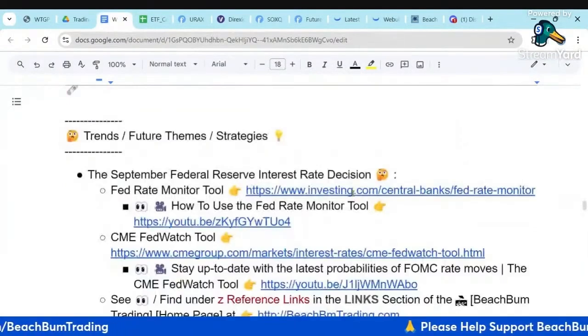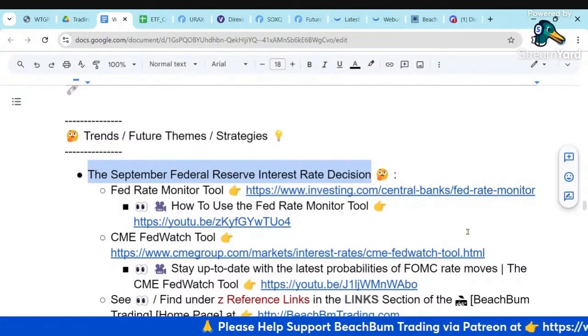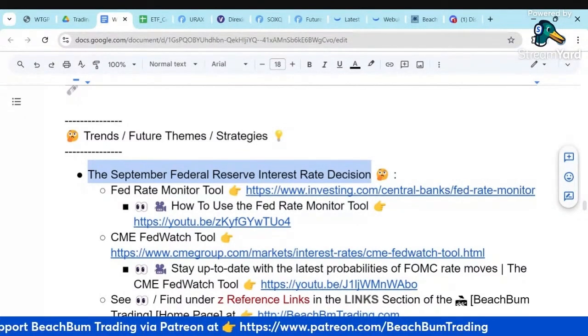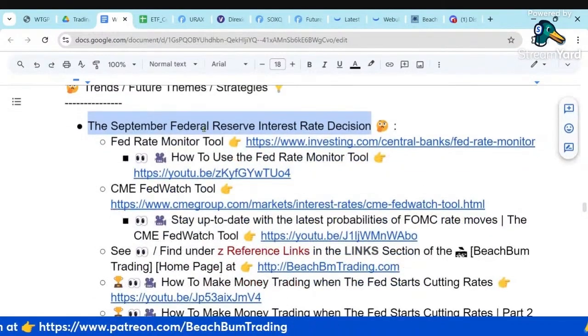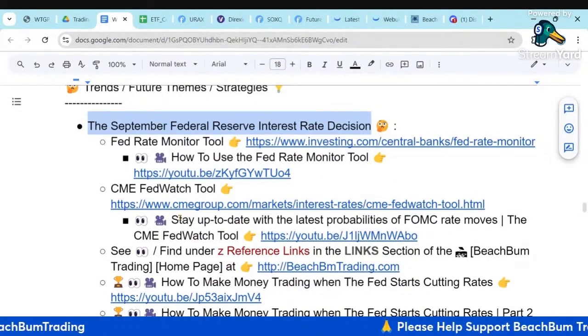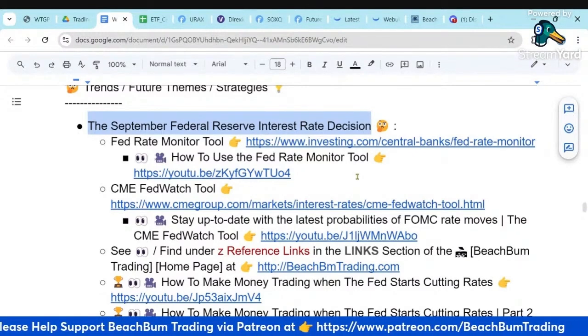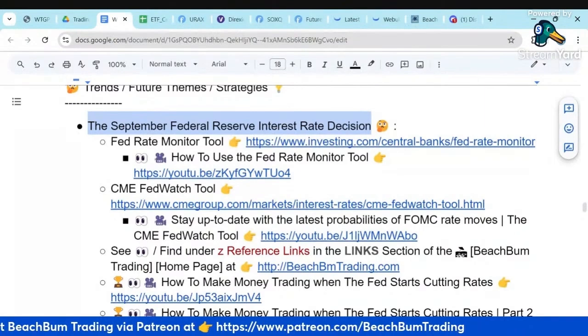Let's talk about how we can make money trading around the Fed interest rate decision. We'll look at the probability for a 25 versus 50 basis point rate cuts and the current predictions in the Fed rate monitoring tool and also in the CME FedWatch tool. And we have a variety of videos on how you can use these tools to track the probability of various interest rate hikes or cuts as time goes on.